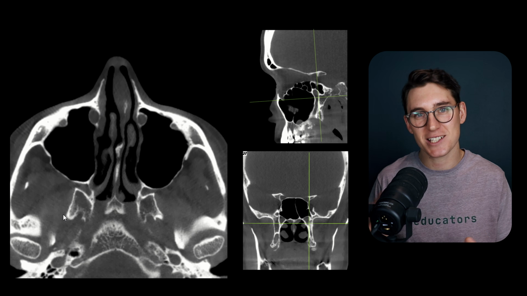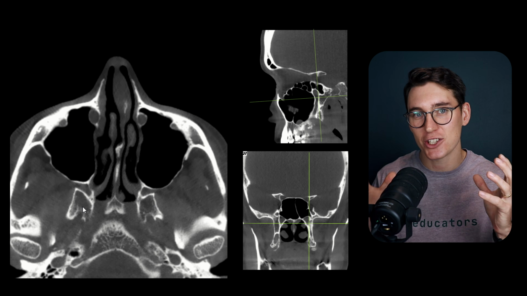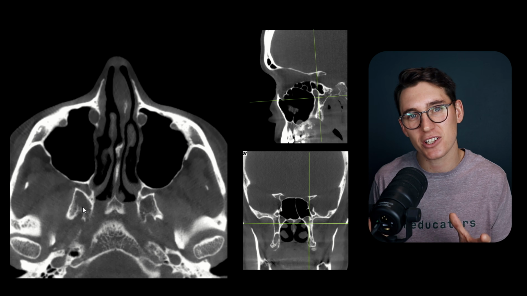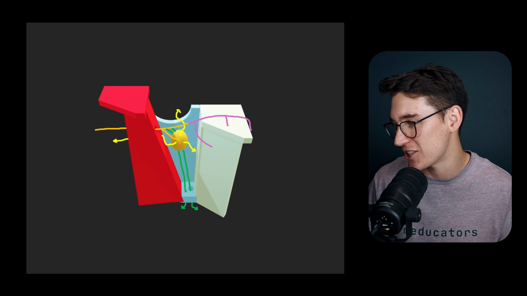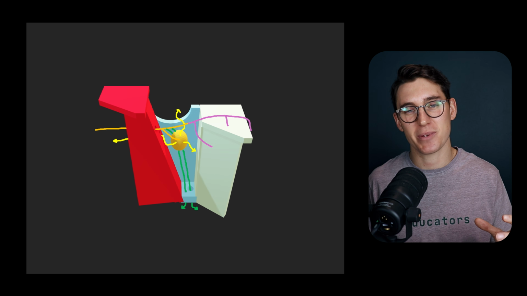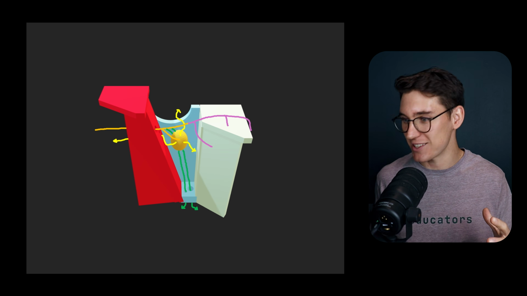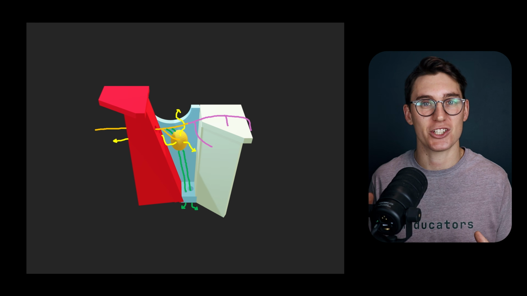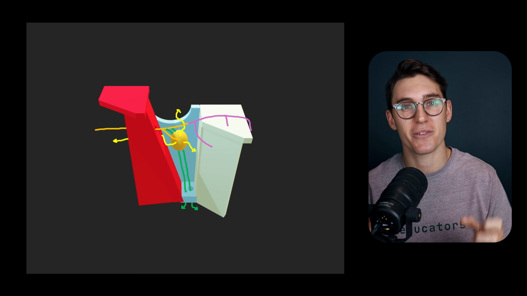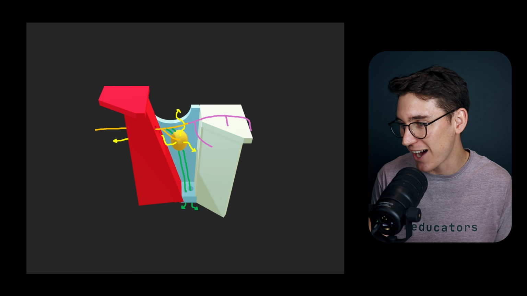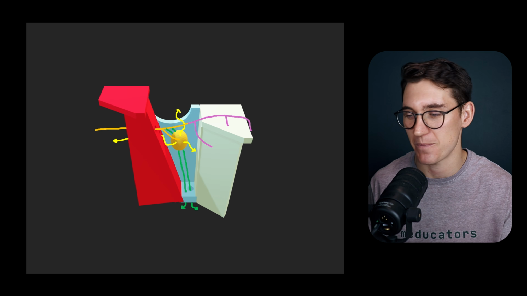Now, how are we getting sympathetic and parasympathetic supply to the face? We know that that's not coming from the maxillary division of the trigeminal nerve. Sympathetic and parasympathetic supply needs to come from somewhere else. The sympathetic supply coming from the sympathetic chain and the parasympathetic supply coming from the facial nerve. Let's look at how that enters the pterygopalatine fossa.